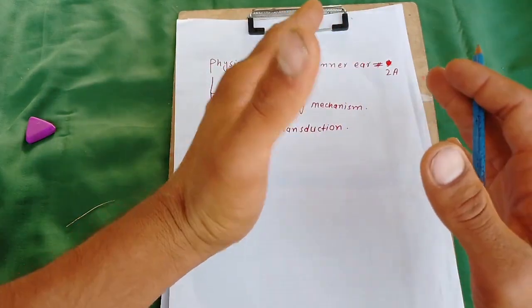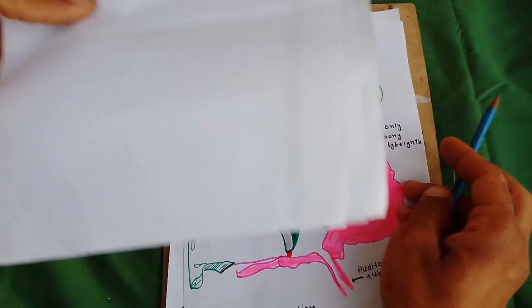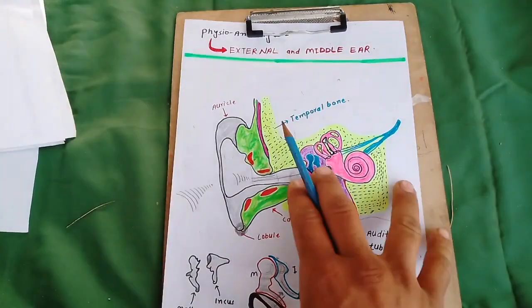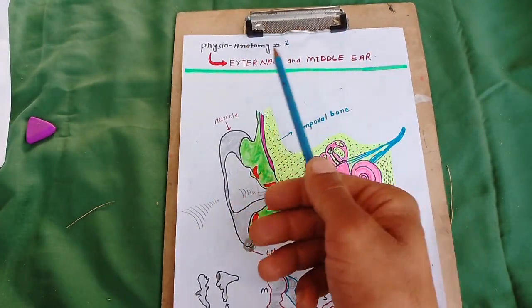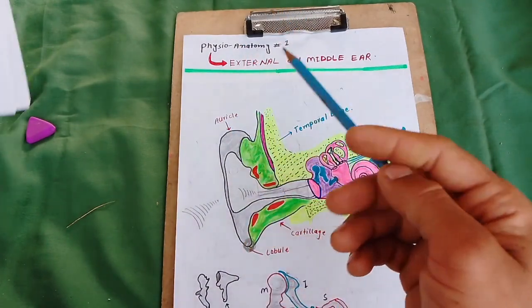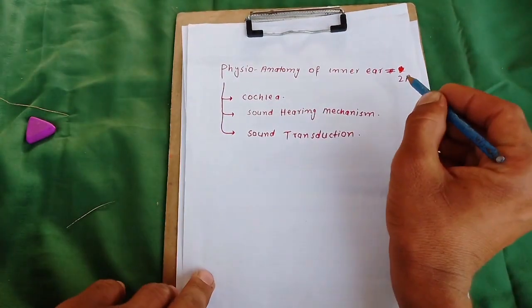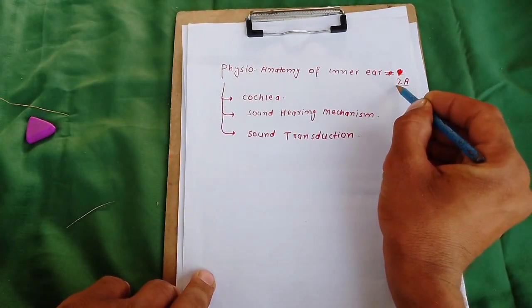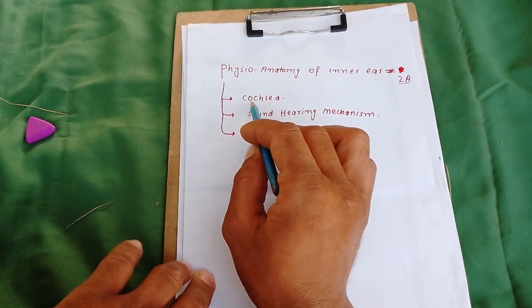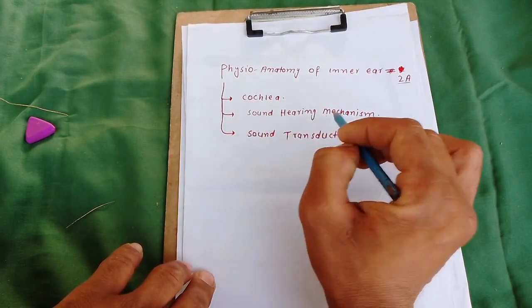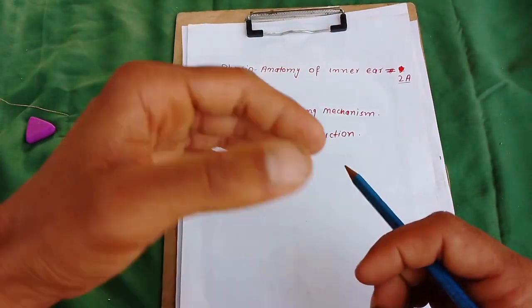Today we are going to talk about the physioanatomy of the inner ear. This is class number 2. In class number 1 we already discussed the physioanatomy of the external ear and middle ear. In class number 2A, I will discuss the structure of the cochlea, the hearing mechanism, sound transduction, as well as the anatomy of the cochlea.